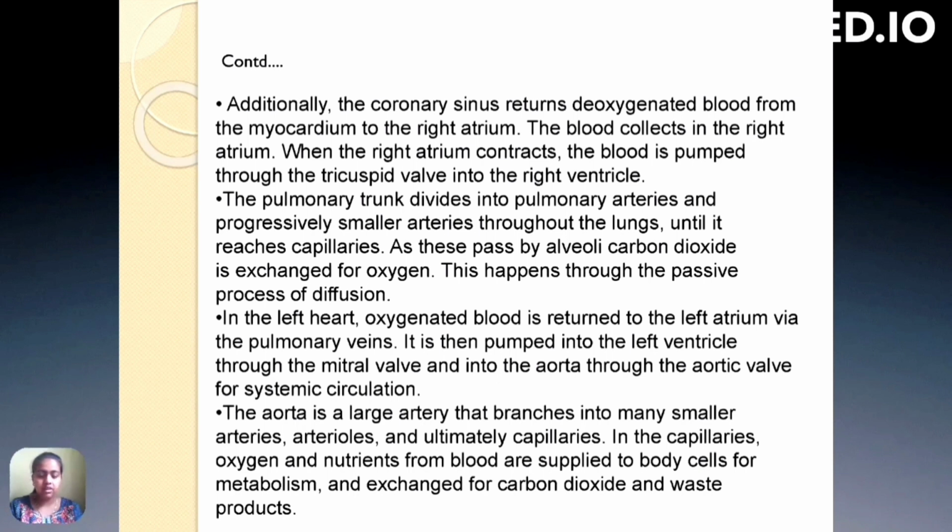for the systemic circulation. The aorta is a large artery that branches into smaller arteries, arterioles, and ultimately capillaries. In the capillaries, oxygen and nutrients from the blood are supplied to body cells for metabolism and exchanged for carbon dioxide and waste products. Capillary blood, now deoxygenated, travels into the venules and veins that ultimately collect in the superior and the inferior vena cava and into the right heart.